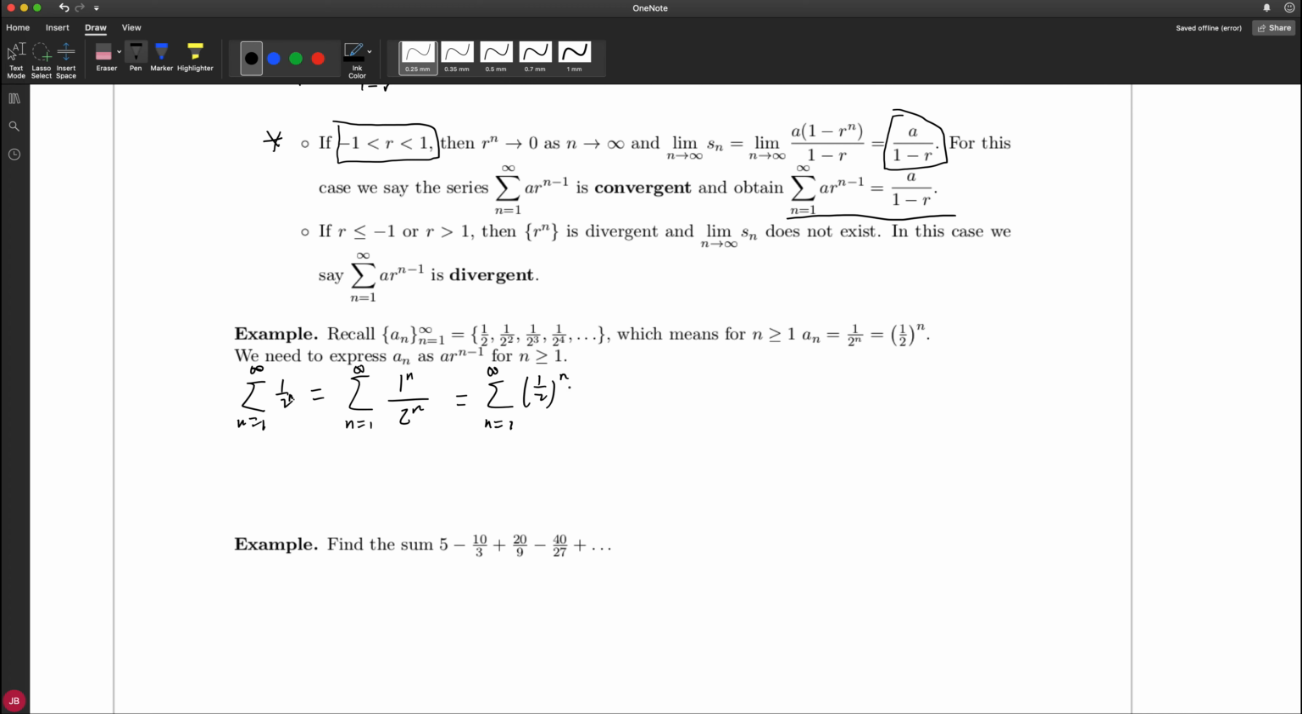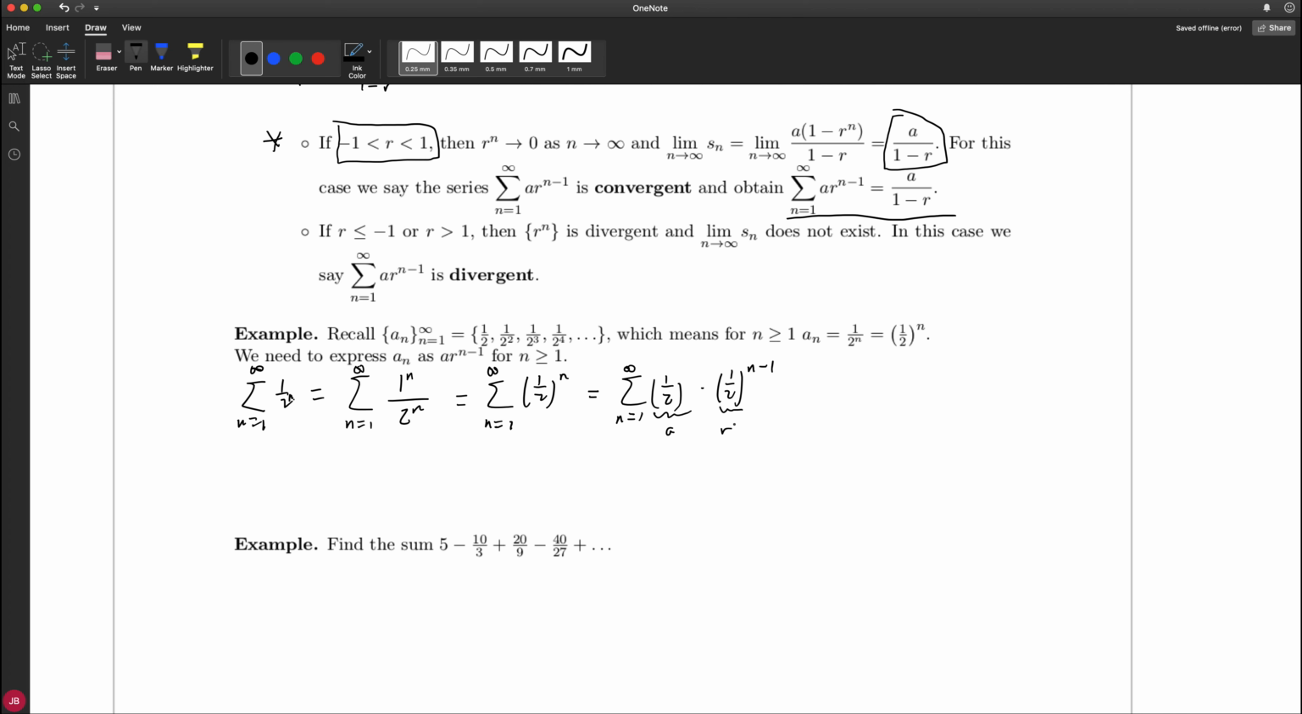That's not good enough. I'm starting with n equals 1, so I need to have an n minus 1 here. So what I'm going to do, and we've done this before just in a different context, I'm going to peel off a factor of 1/2. And now you'll notice that I'm perfectly set up to use this geometric sequence idea. My a value happens to be 1/2, and my r value is also 1/2, right? It doesn't always work that a and r are the same, but in this case it does.